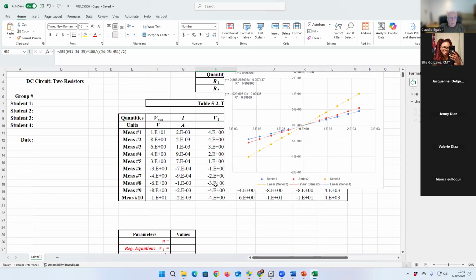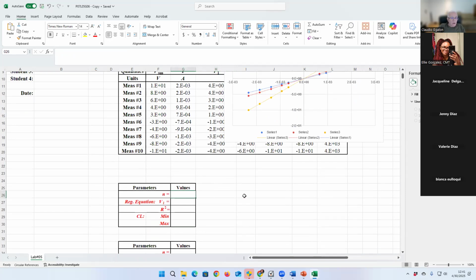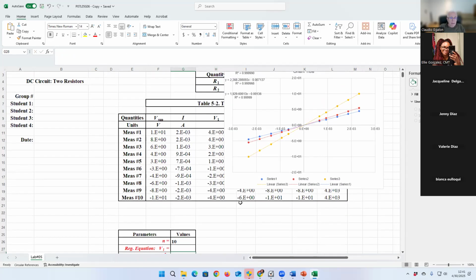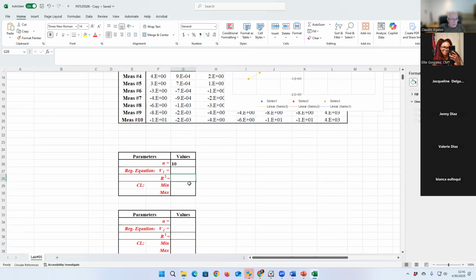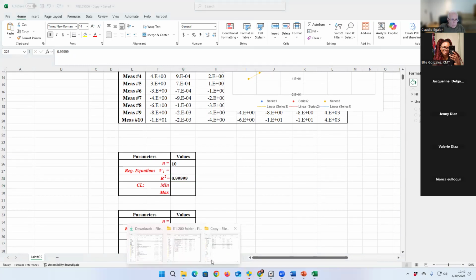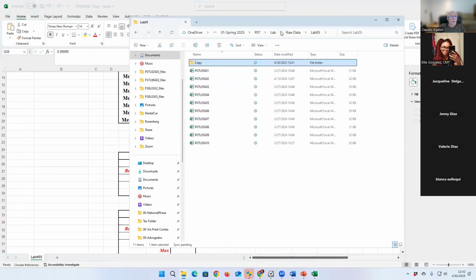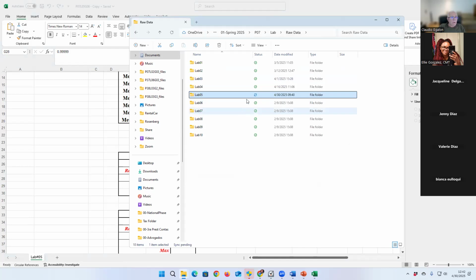Okay, so it's a total of how many points? It's 10 data points, right? 10 data points. Okay, R squared for V1 is 0.999559, right? Okay, and now let's take a look at the table.